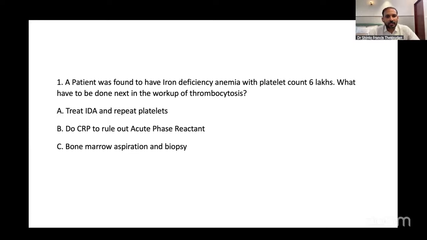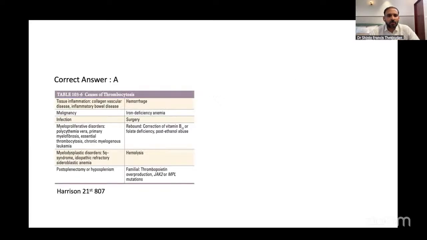Option A is treat iron deficiency anemia and repeat the platelets. Option B would be doing a CRP to rule out inflammation, because it can act as an acute phase reactant. Then bone marrow aspiration biopsy. That is what I could recollect from the student. So what would you do next? The answer in this would be easy, I would say. We should know the causes of thrombocytosis, so we have to exclude or include from that list.